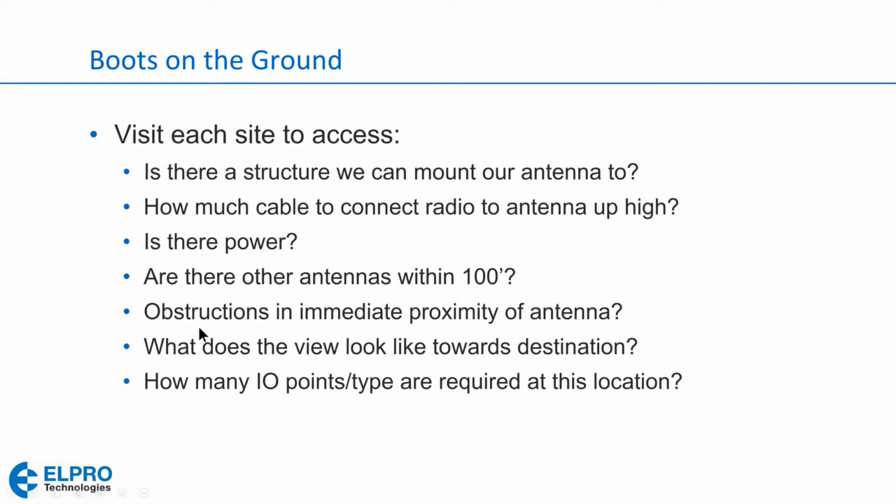Another thing to look at on site is what obstructions are in the immediate proximity, like directly in front of the antenna, as we just discussed in the previous slide. And what does the view look like towards the destination? This is a boots-on-the-ground thing to give you a much better impression as to what obstructions are there in the path. Is it buildings or houses? Is it just trees? And how dense, how many buildings or houses or trees are in the path?